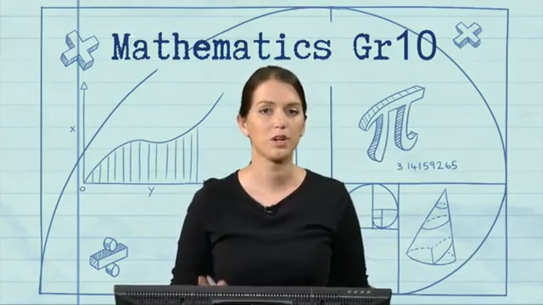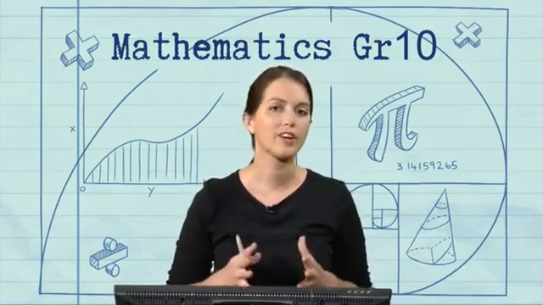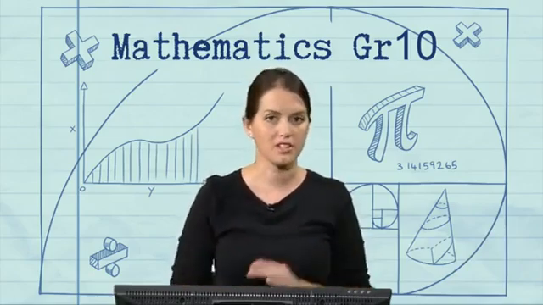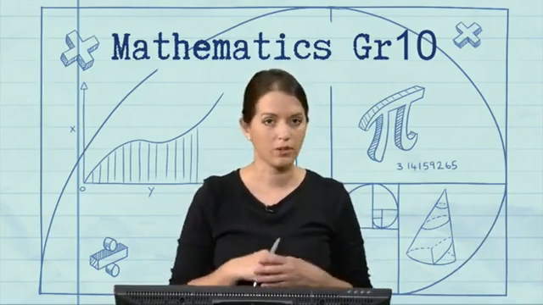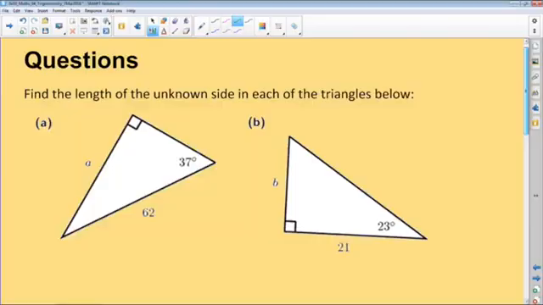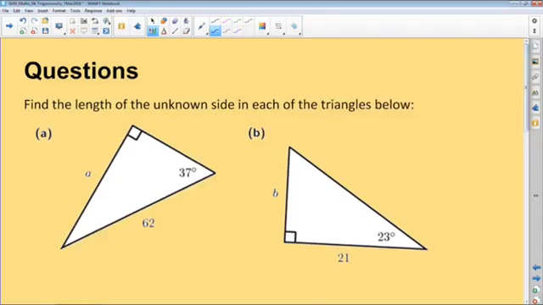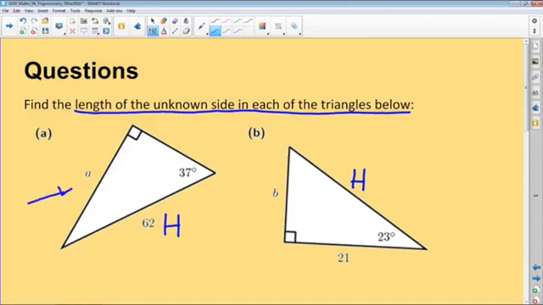I hope you started by marking off your hypotenuse and then figuring out where little u was standing so that you could mark off your opposite and your adjacent. Okay, let's take a look. So the first thing I'm going to do in both of these triangles is to mark off my hypotenuse. The question says find the length of the unknown side in each of the triangles below. So that must mean I need to find the size of A and the size of B.